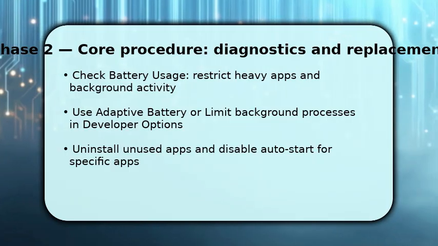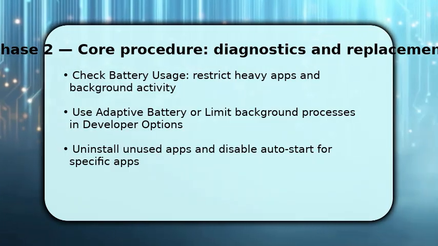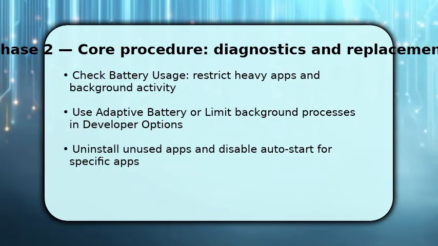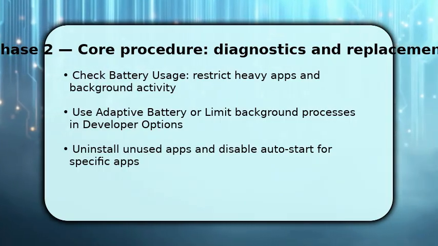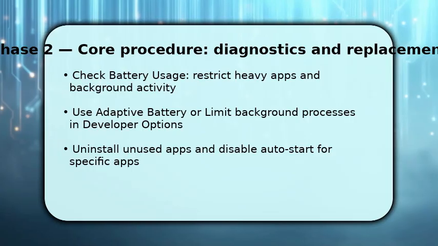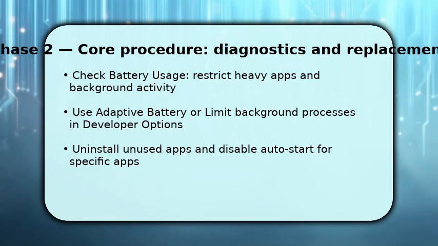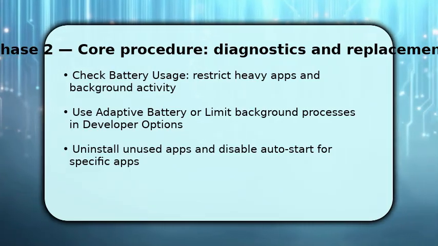Open battery usage and identify top consumers, restrict or stop those apps, and revoke background permissions when possible. Use adaptive battery to prioritize frequently used apps and limit others. Alternatively, enable limits on background processes in developer options.